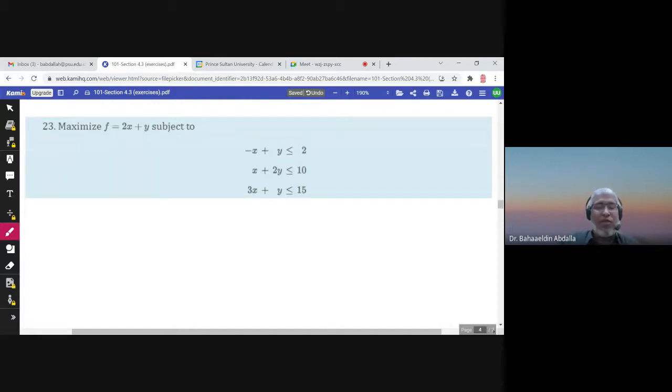Another question. Okay, first we introduce the slack variables.